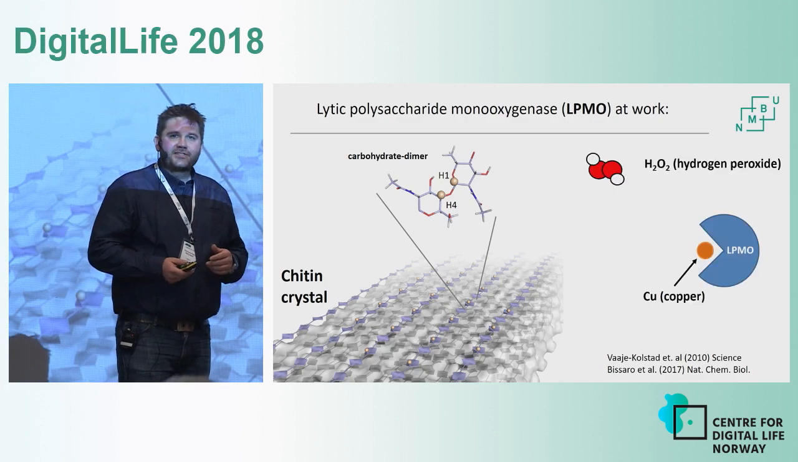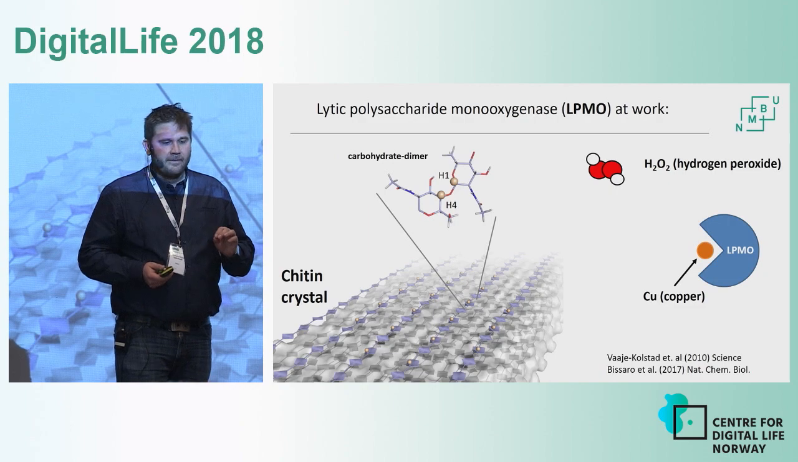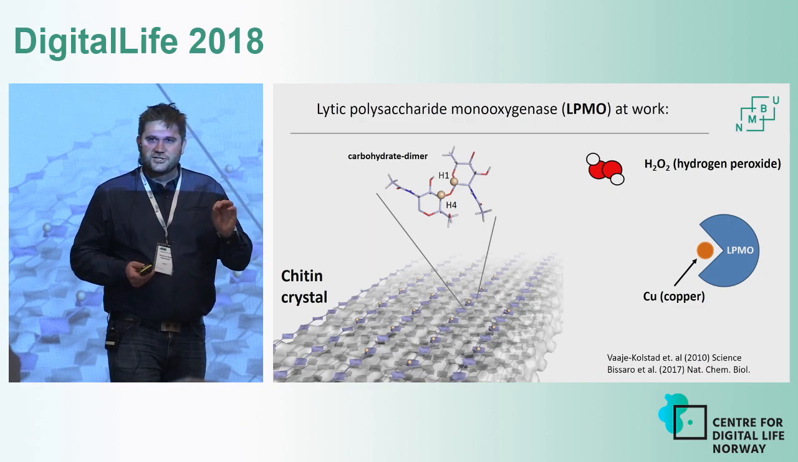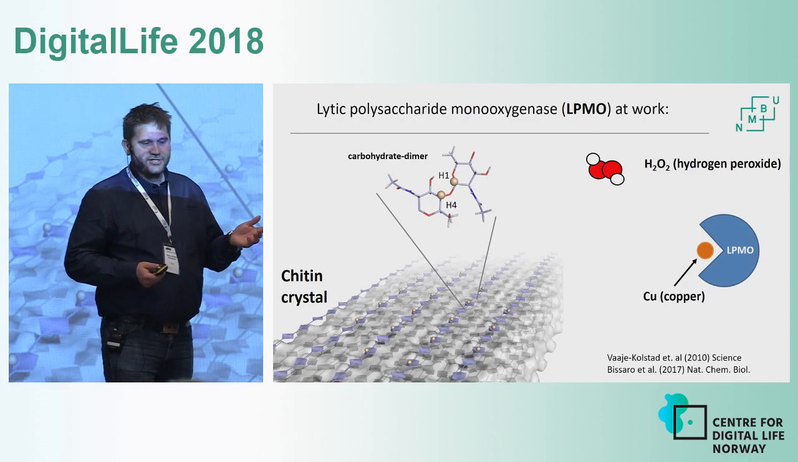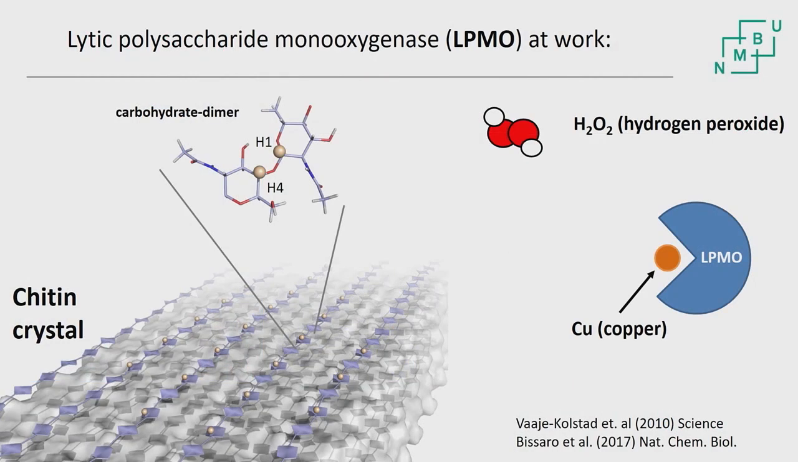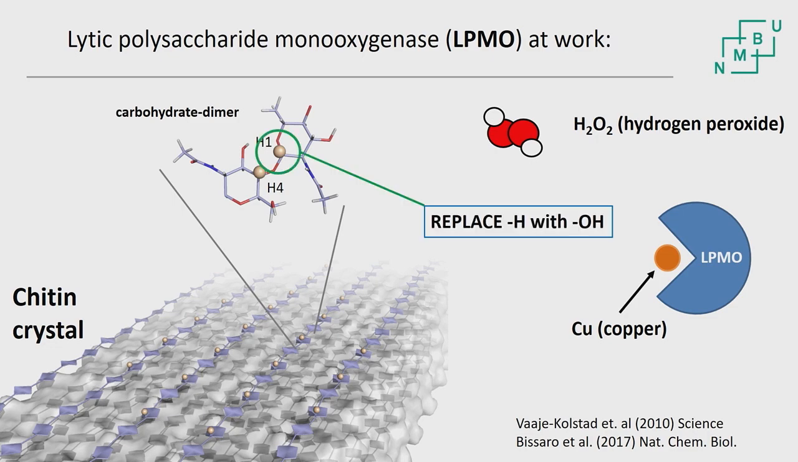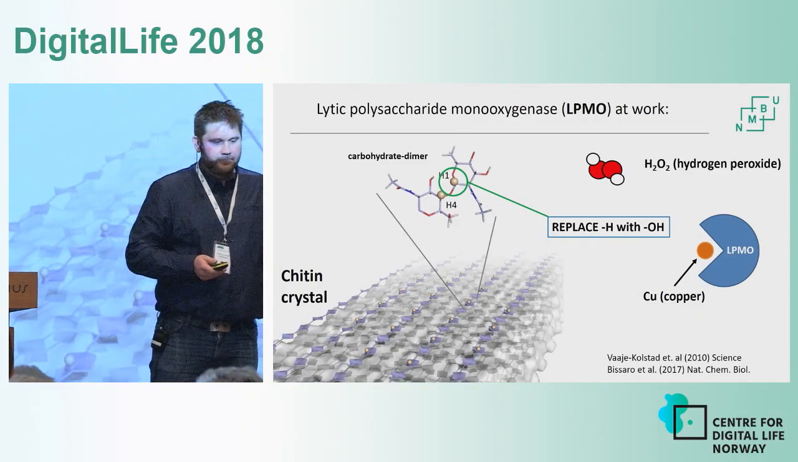The enzyme was discovered in 2010, and it was thought to use molecular oxygen as a co-substrate to cleave and oxidize these polysaccharide chains. Last year, however, it was found out at NMBU that it's not oxygen, it's actually hydrogen peroxide that is used to replace this hydrogen atom with a hydroxyl group. This is what the enzyme does.